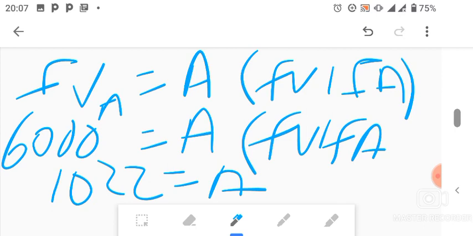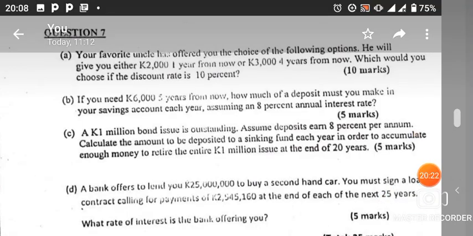So the next question, let's look at it quickly. This one, part C, says a 1 million kwacha bond issue is outstanding. Assume deposits earn 8% per annum. Calculate the amount to be deposited to a sinking fund each year in order to accumulate enough money to retire the entire 1 million issue at the end of 20 years.